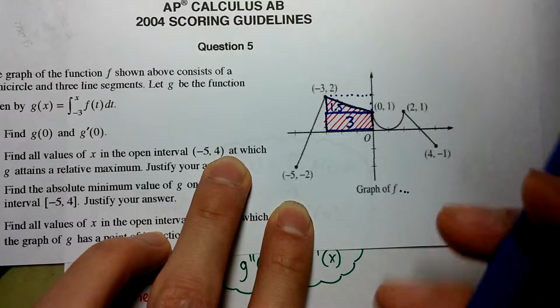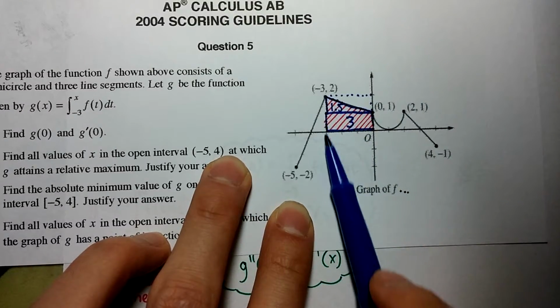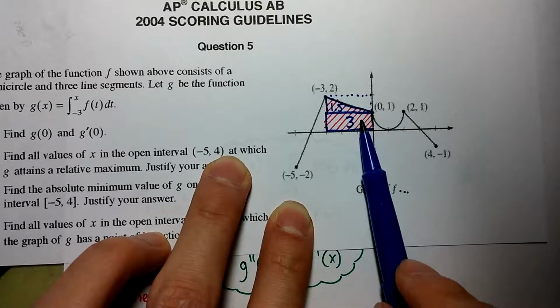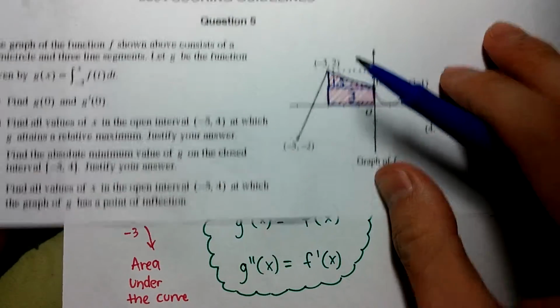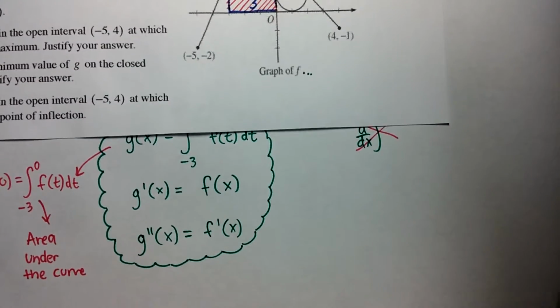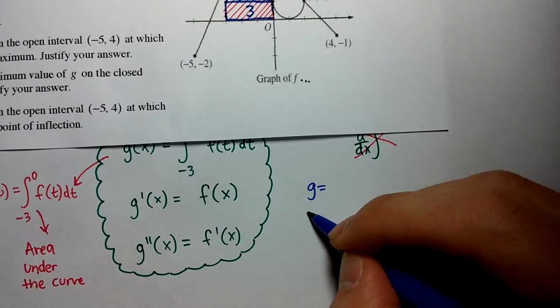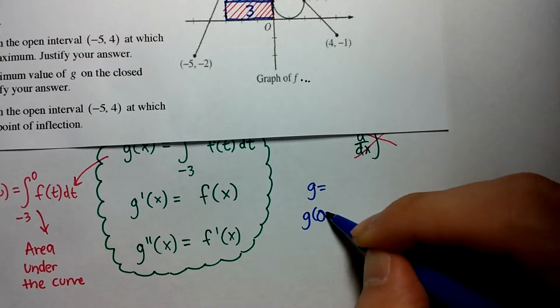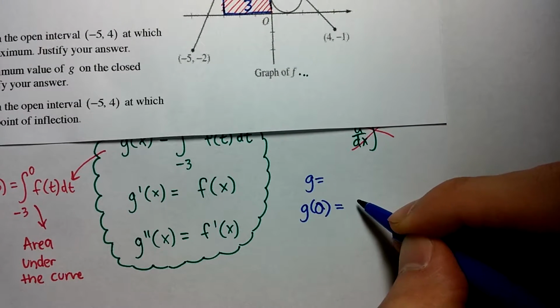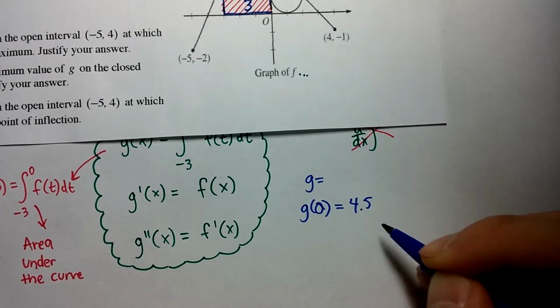Okay, in other words, the area between -3 to 0 is going to be 3 plus 1.5. G of 0 equals 4.5.